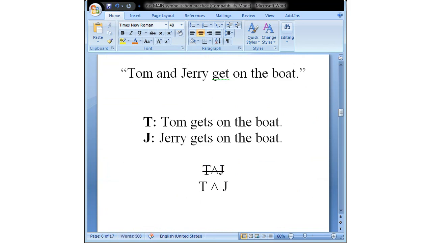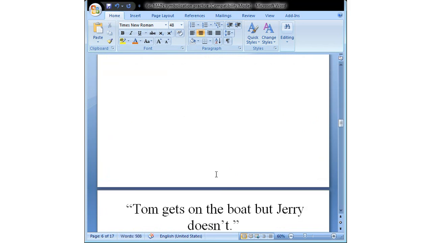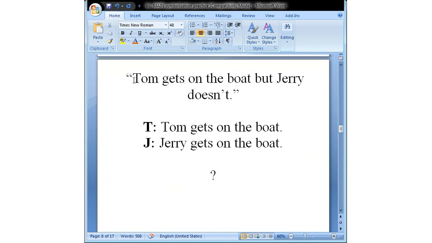So no parentheses here, although eventually we'll need them. In fact, we might need them here. I don't know. Tom gets on the boat, but Jerry doesn't. Same thing. T stands for Tom gets on the boat. J stands for Jerry gets on the boat. How would we symbolize that? Tom gets on the boat, but Jerry doesn't.